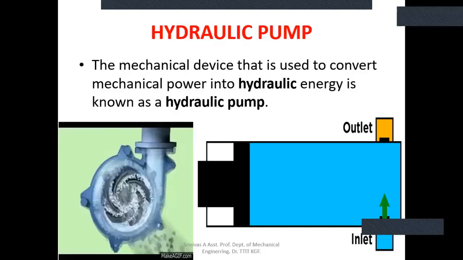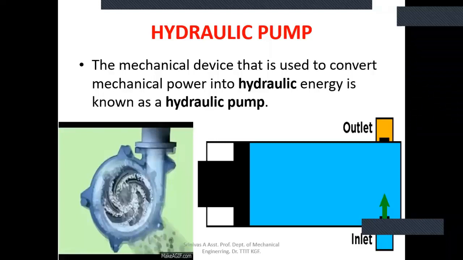Usually, when we come to turbines, the hydraulic energy, that is the potential energy, is converted into mechanical energy. But in hydraulic pumps, we are providing mechanical energy, which is converted into hydraulic energy. That means it will be in the form of pressure and velocity.